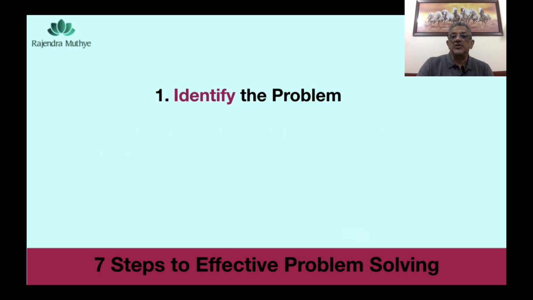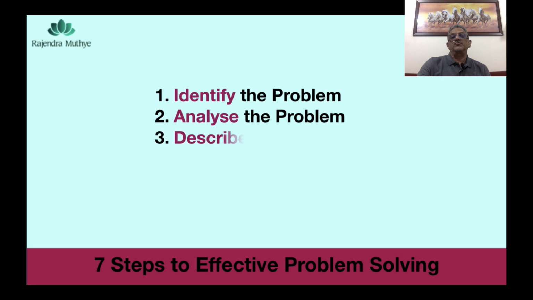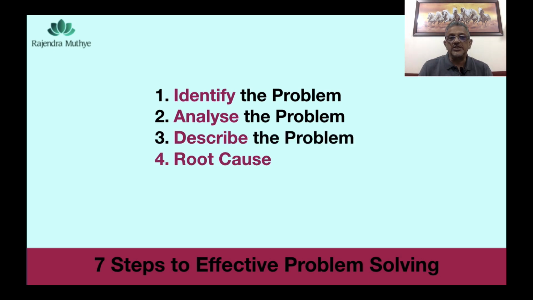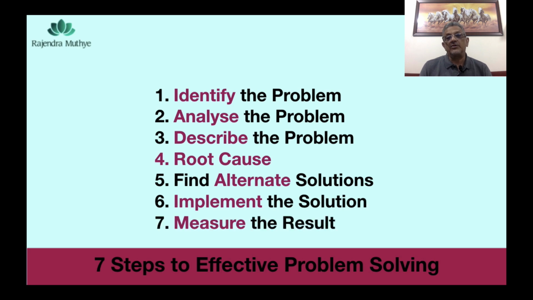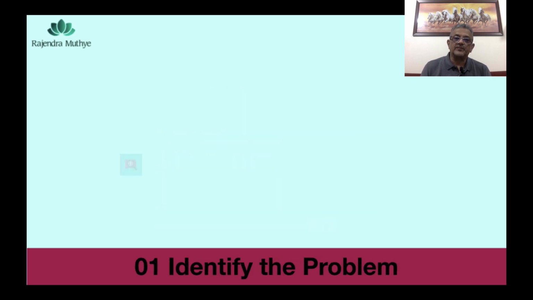There are 7 steps to effectively problem solve. First is to identify the problem, second to analyze, then to describe the problem, then go to find the root causes, find alternative solutions, implement each of the alternate solutions that you found to find out its worth, and finally measure the result. So let's go into each of these 7 steps in detail.